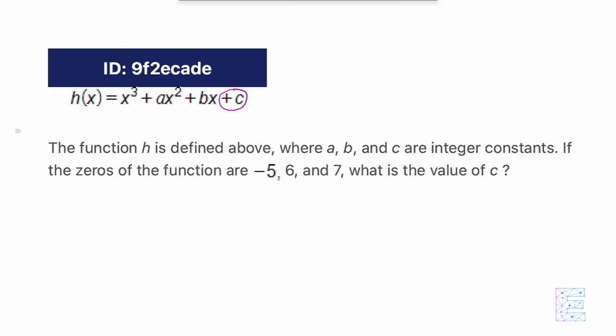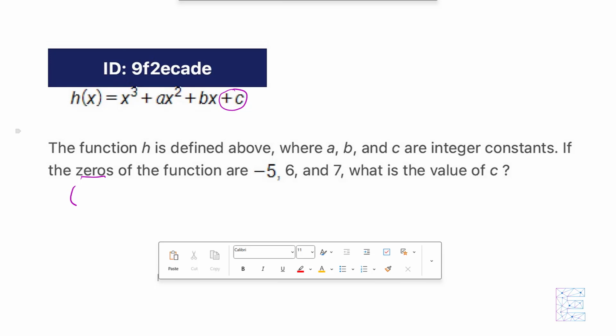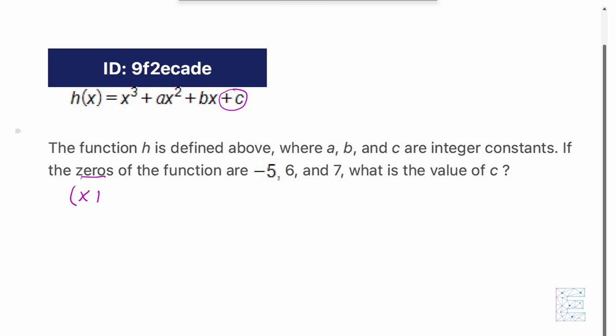So this is a cubic function, and we're given zeros. So basically, zero is the same thing as x-intercepts. And if we know that's the case, we can work backwards. If one of the x-intercepts is -5, well, where did it come from? Which factor gave us that answer? It would be x plus 5.